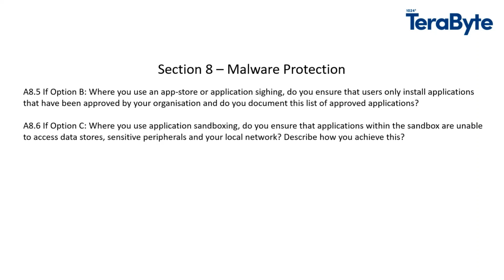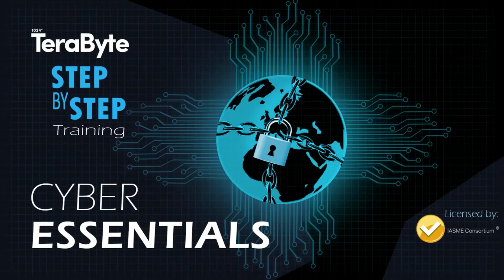And if it's option C, where you use application sandboxing, do you ensure that the applications within the sandbox are unable to access data stores, sensitive peripherals and local network? So this could be a case of you have a couple of virtual machines that if you open anything sensitive or anything untrusted, you open it in these virtual machines, test it all, which doesn't have any access to the internet or the local network. Once you've verified that's fine, then you can bring it onto the network. Again, just put a description on how you achieve that. And then that's the last question.